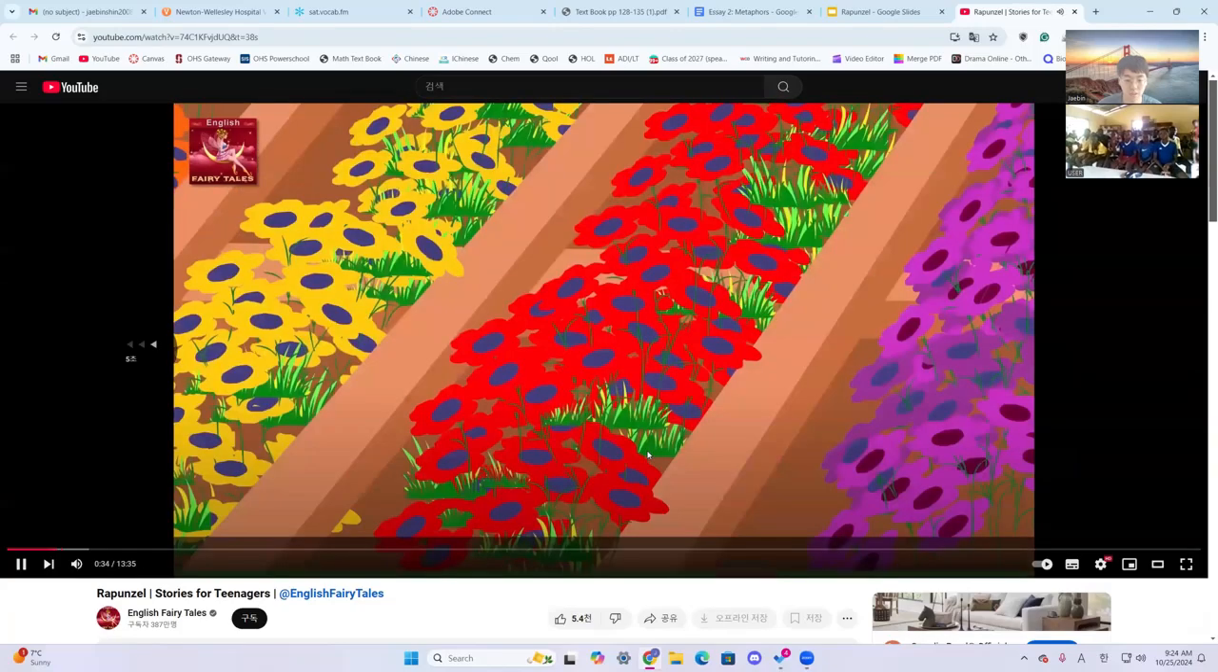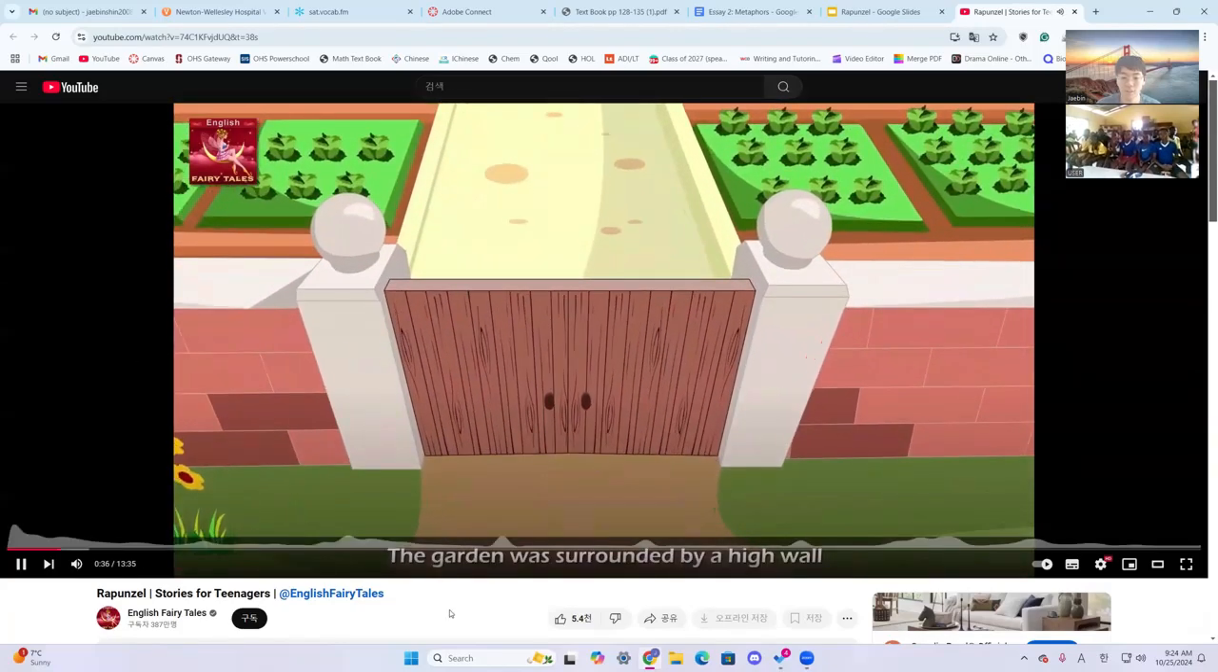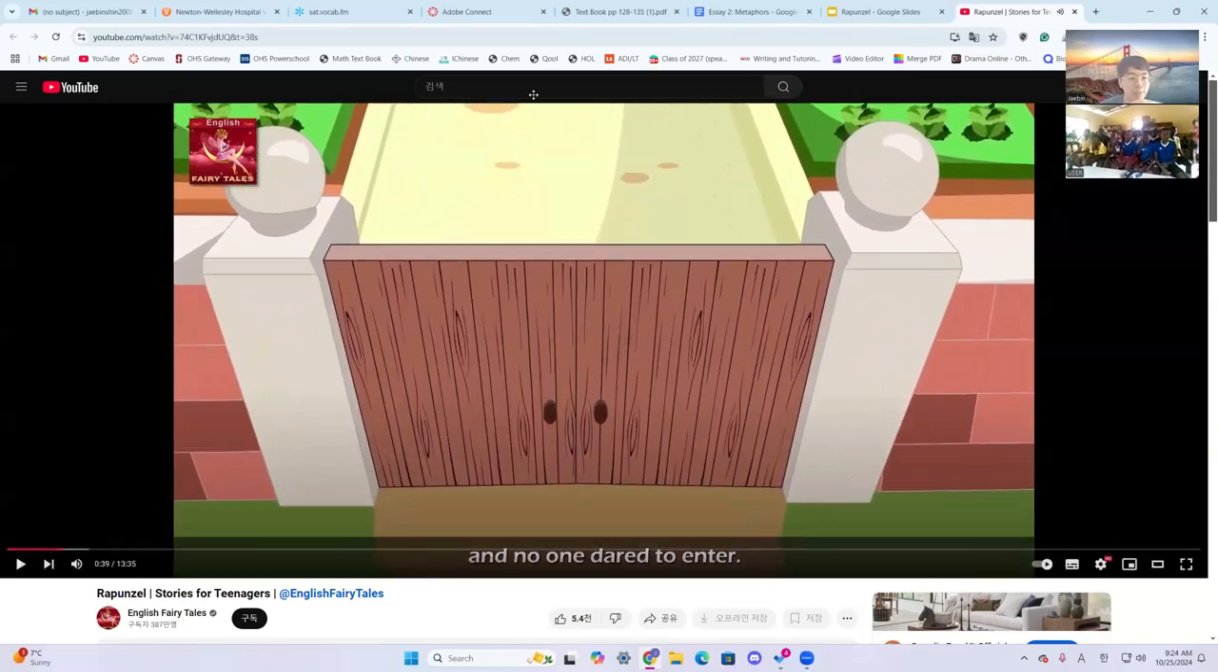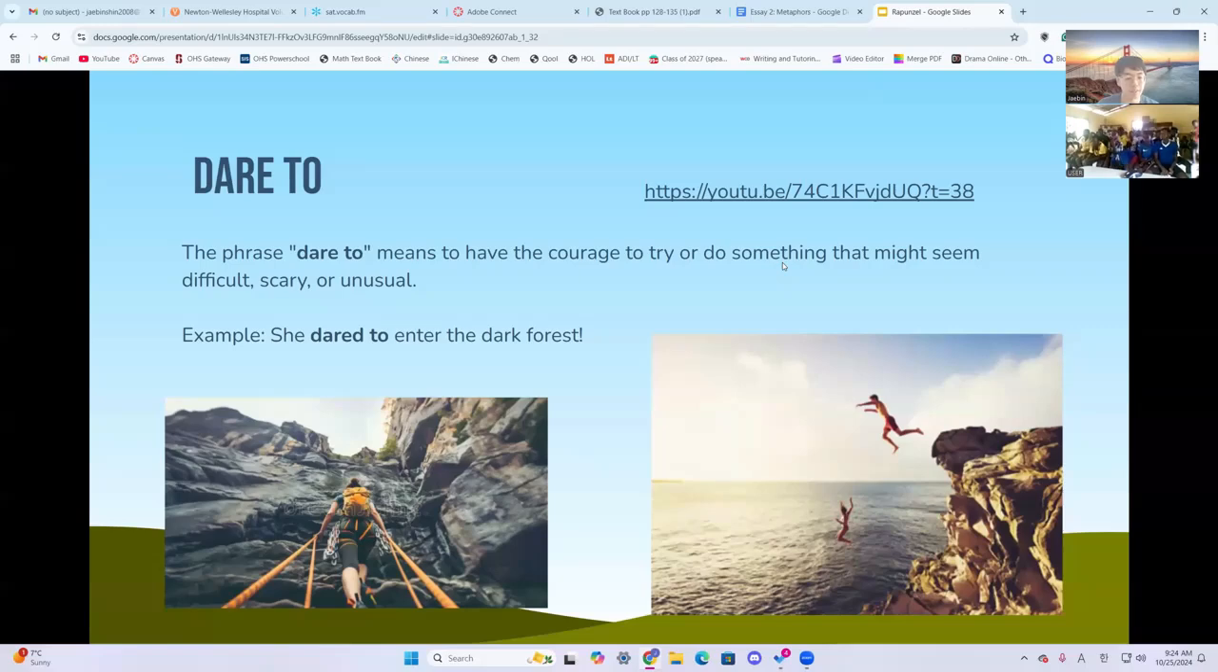The garden was surrounded by a high wall, and no one dared to enter. So you can see here that the wall was so high and no one dared to enter. It means that the witch's house is very dangerous and no one would try to enter the house at all. Because it is dangerous, no one is trying to enter it. So that means dare to, when someone tries to do something that is difficult.